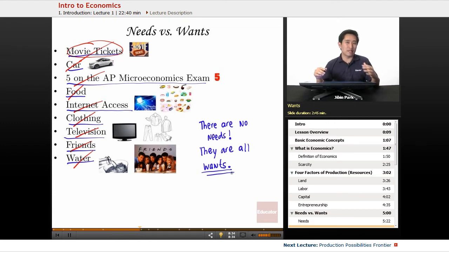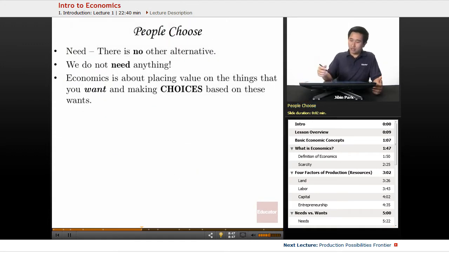So once students get into this concept that you don't need anything, then it really gets to the point of what economics is about, that we have unlimited wants and we make choices based on that. So again, the definition that we're going to work with for need is that there's no other alternative. So there's no other alternative, so we do not need anything. Absolutely. Everything is a want. So economics is about placing the value on things that you want and making choices based on the wants.